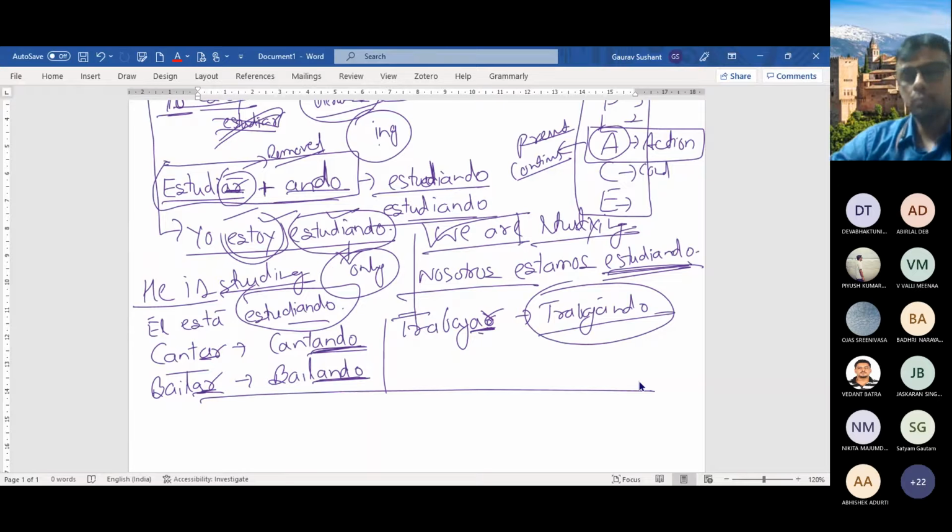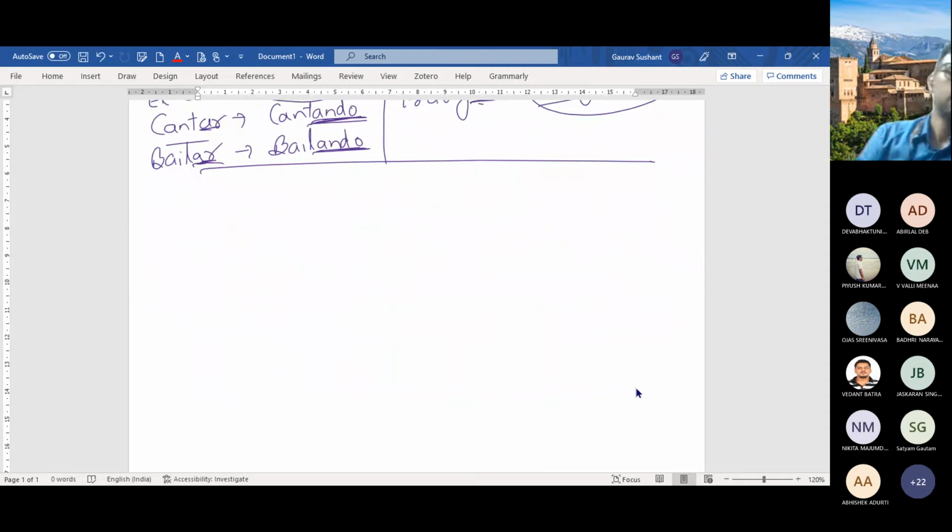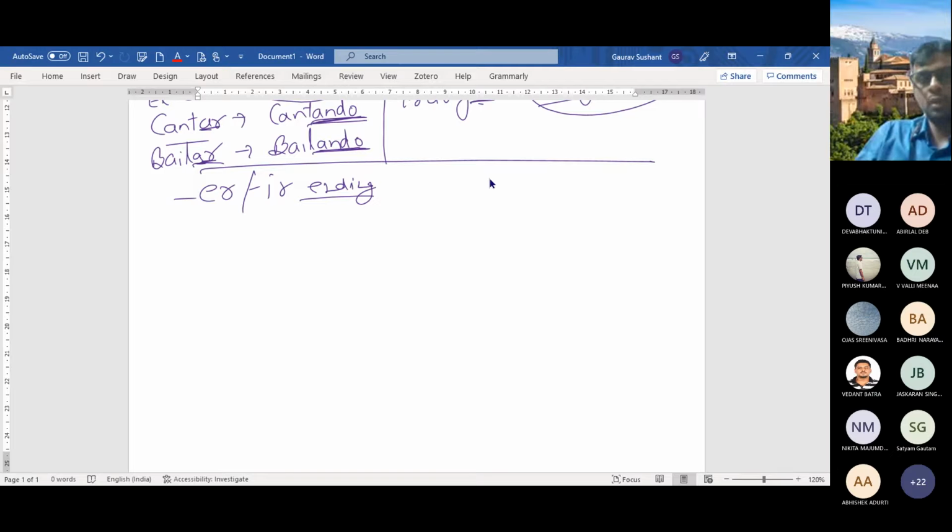Now, the next part of this is related to the ER or IR ending verb. Okay, so the basic concept is going to be the same, I mean that structure of a gerund, of a present continuous. What I'm referring to here is how will you change this ER or IR ending verb into gerund form? That is what I have to explain. So that is also quite easy.